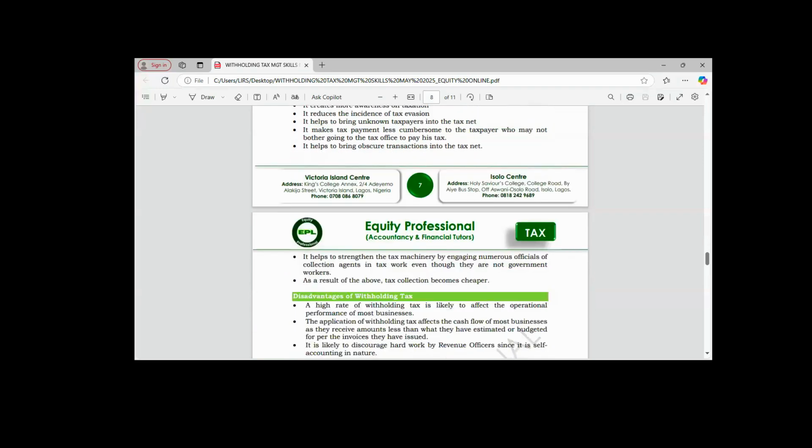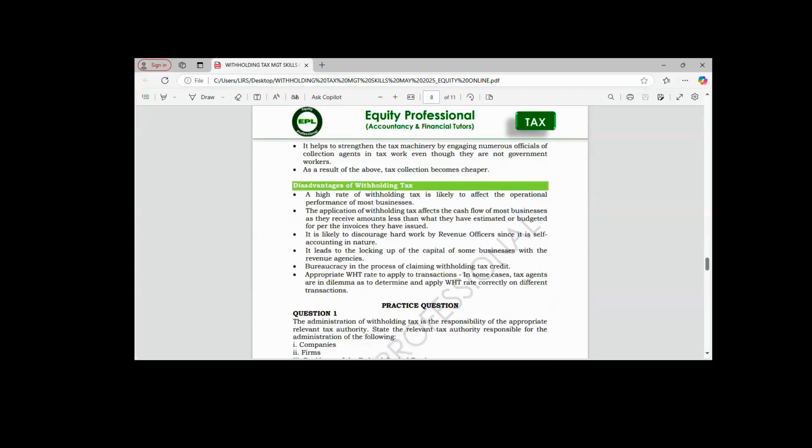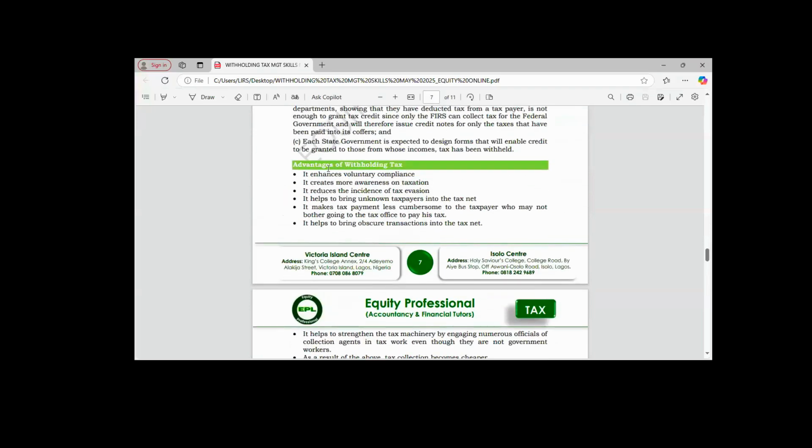Disadvantage. Please, last diet, this was tested. They asked for the disadvantages of the withholding tax. So please, it's very important. So let us also go over them.